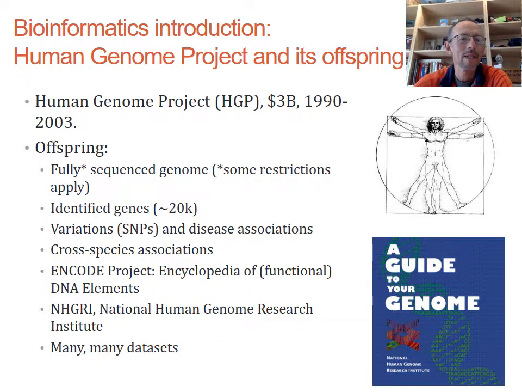What else did we find out? Identified how many human genes there are, which it turns out number around 20,000. Before the HGP, no one knew. The estimates varied widely. Variations in the genome, single nucleotide polymorphisms, SNPs, and their disease associations. Cross-species associations, what are called homologous and orthologous proteins and genes. The ENCODE project, which means Encyclopedia of DNA Elements, and in particular, we're interested in functional DNA elements.